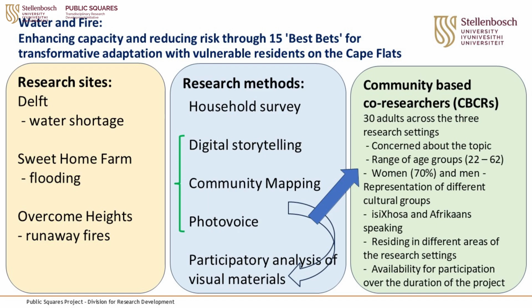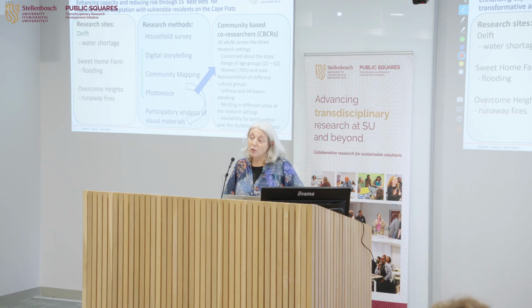So in the Water and Fire project, the 3 research sites that we worked in were Delft, where the focus was very much on water shortage, and we were looking back at the experiences of people during the water crisis, particularly during the year 2018. Sweet Home Farm, which is an informal settlement close to Philippi, where the focus was on flooding, and Overcome Heights, which is an informal settlement more in the southern part of Cape Town, where we were looking at runaway fires. Overcome Heights has a history of having had many fires. It's a hot, windy location, which is really plagued by fire outbreaks year after year. So, of course, with hot, windy, dry conditions, we're expecting more fires, as well as flooding and drought.